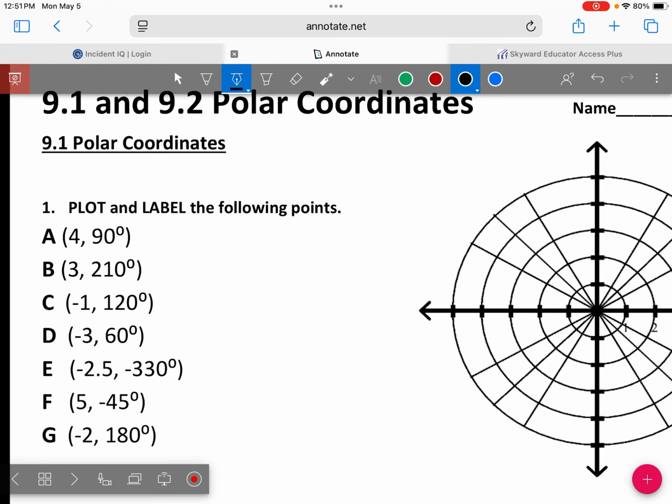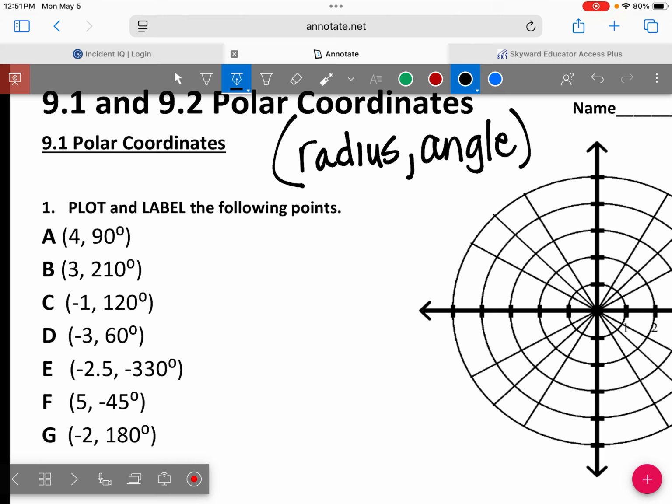Attention. The first number is the radius, and the second number is our angle. Okay, so this first point is (4, 90) degrees.